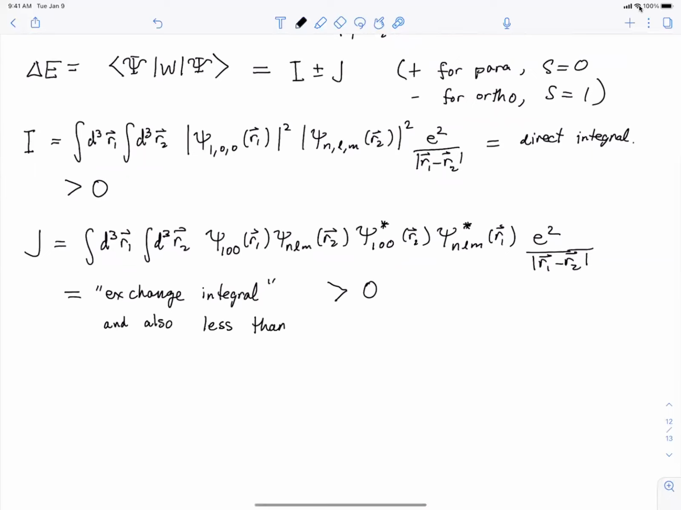That's going to be a crucial thing for us. Because now if we look at this formula, we see that whatever J does, the minus sign is going to give the lower state because we're subtracting something positive from I. Okay, so the minus was the spin 1. And so this is telling us that the spin 1 state is always lower in energy than the spin 0 state. It's coming about from the fact that the exchange integral is positive.